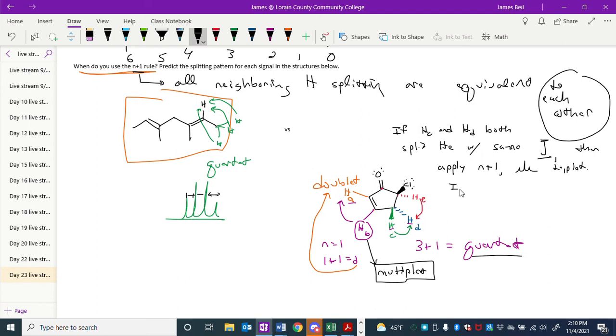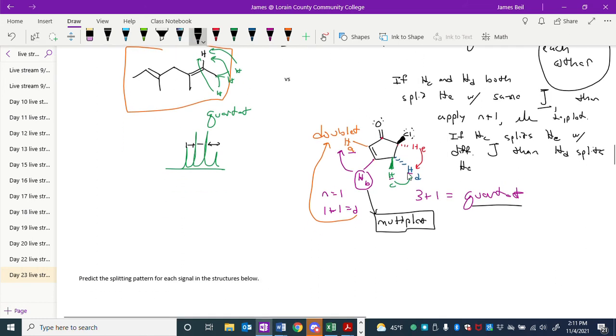But if HC splits HE with a different coupling constant, then HD splits HE, I'm not going to get a triplet. What am I going to get? Well, let's explore that a little bit. So it depends on the sizes of the coupling constant.